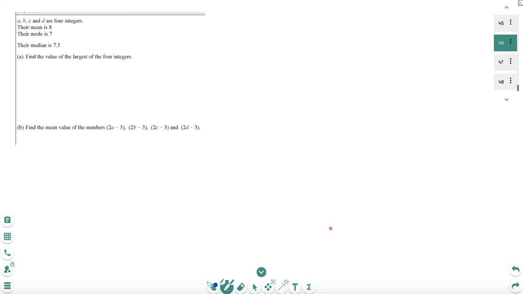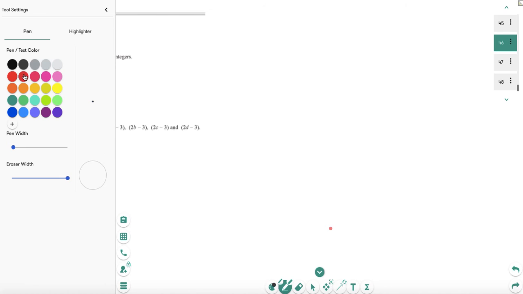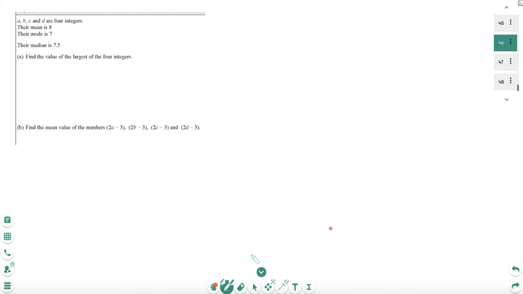Let's do this last question over here. A, B, C, and D are 4 integers. The mean is 8, the mode is 7, the median is 7.5. Find the value of the largest of the 4 integers. First of all, the word integer means a whole number, alright? Positive or negative.